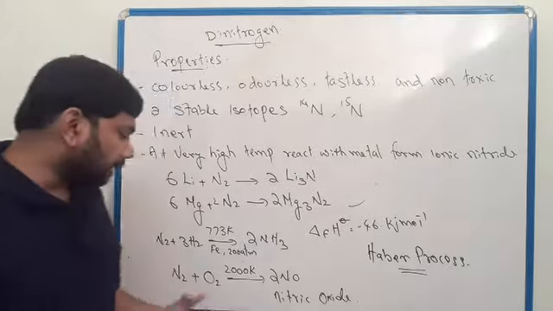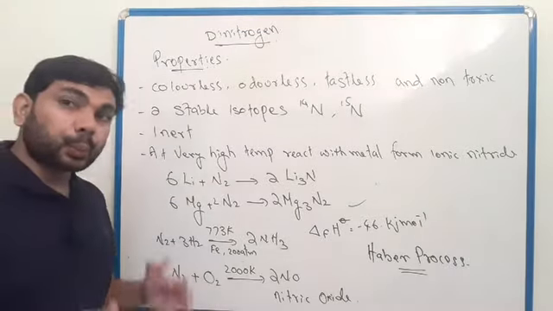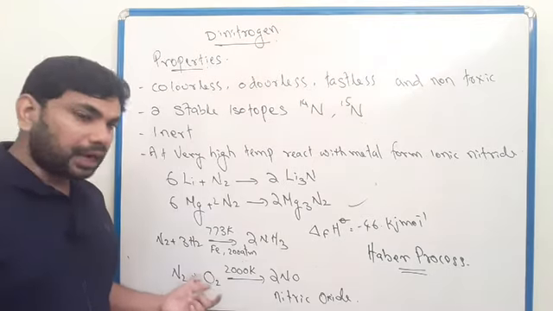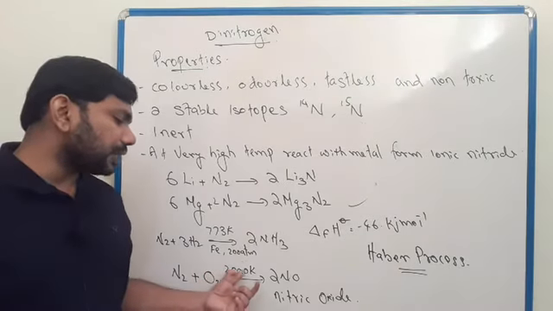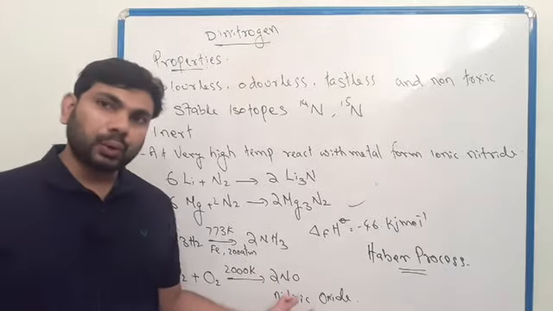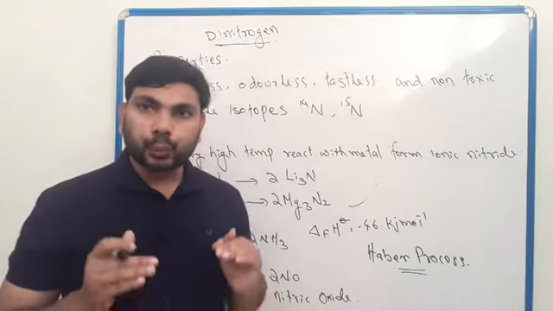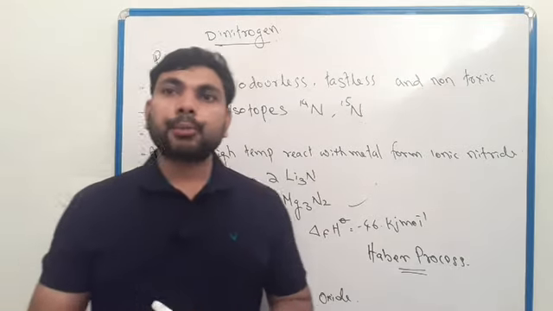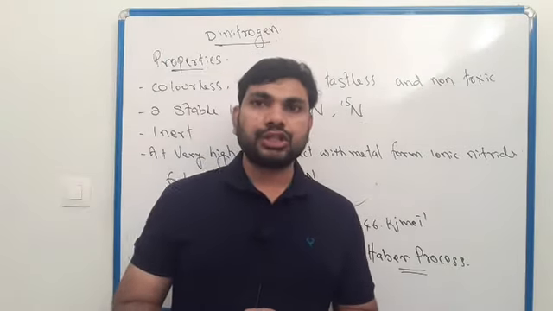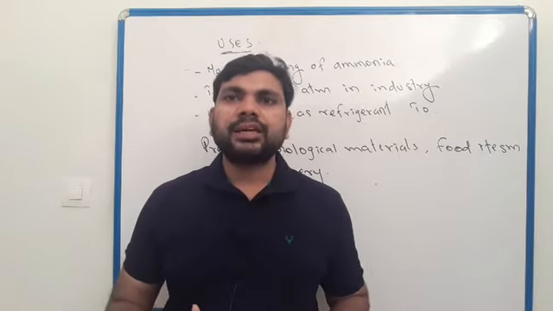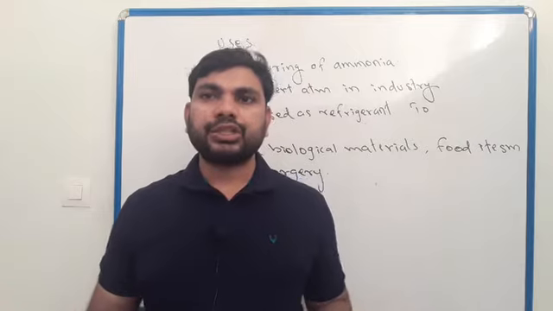Clear? Another chemical reaction: nitrogen at very high temperature, around 2000 Kelvin, reacts with oxygen and produces NO, nitric oxide. Clear? So these are the things we have to understand about properties of dinitrogen. Okay, next we have to understand the different uses of dinitrogen.